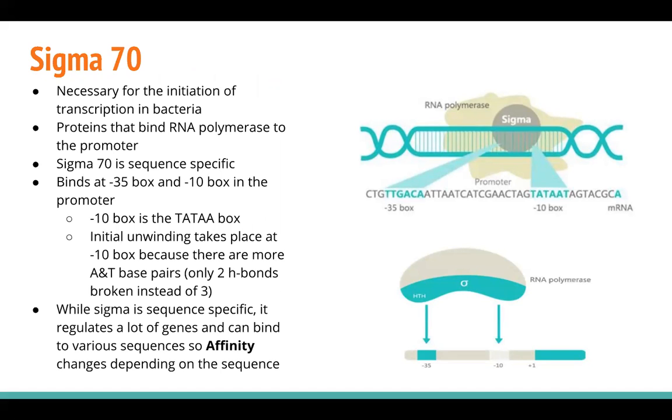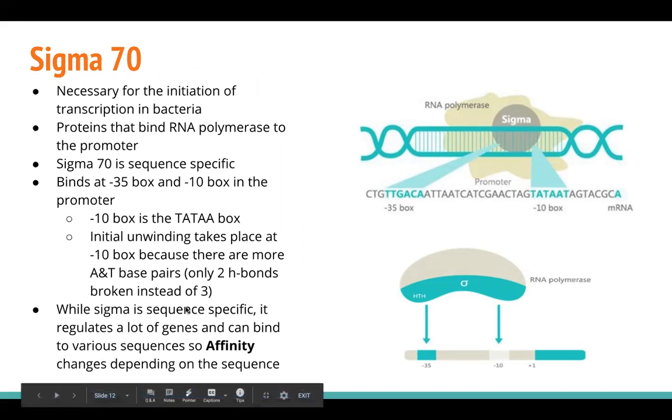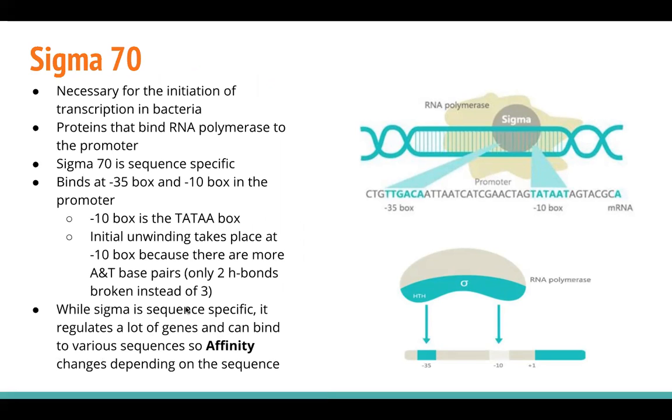So sigma 70, to get a little more specific, like I said, it's necessary for the initiation of transcription in bacteria. It's a protein that binds RNA polymerase and allows it to bind to the promoter. So basically, it binds RNA polymerase, and then it takes RNA polymerase to the promoter to allow it to bind there. RNA polymerase won't be able to do that without sigma 70. It is sequence specific, so remember it's not gene specific. It can bind to a lot of different promoters.